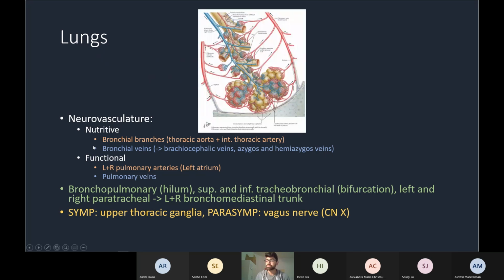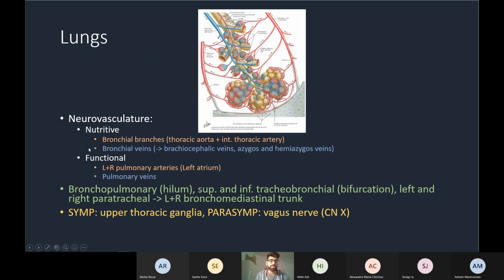So what's important to note here? Well, nutritive means the blood is supplying the actual tissue of the organ, or the parenchyma of the organ. So the lung tissue requires this for its metabolic activities. The arterial blood comes directly from the thoracic aorta, or via the internal thoracic artery. The internal thoracic artery is located on the internal surface of the sternum, running laterally down the body of the sternum. The veins, the venous drainage, are the bronchial veins.